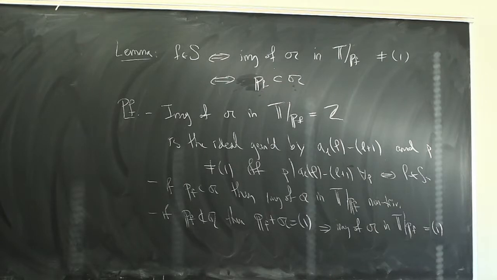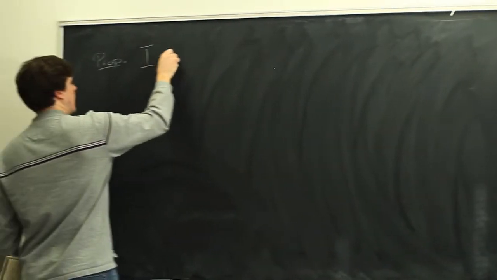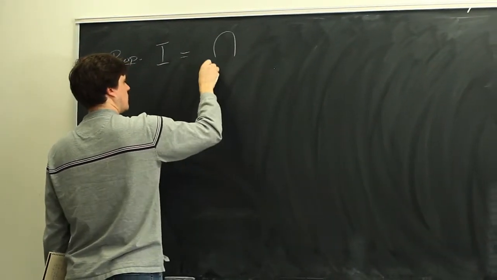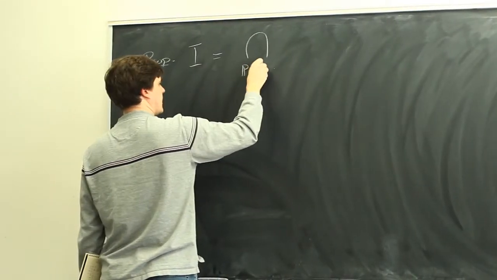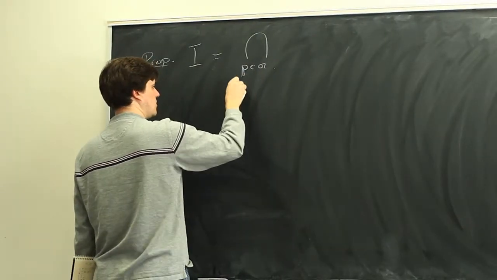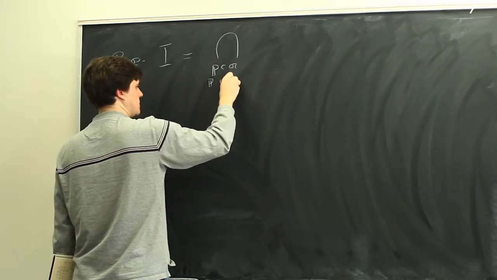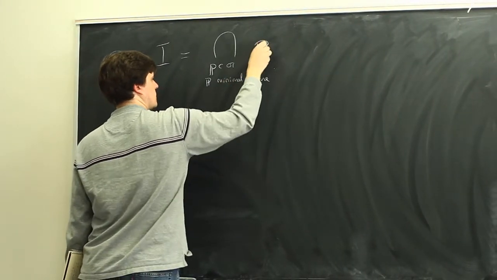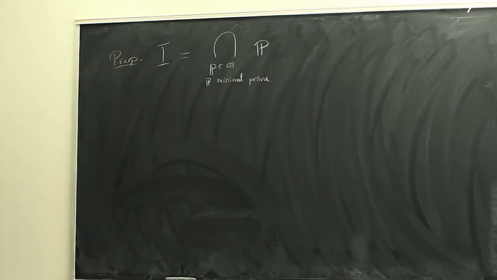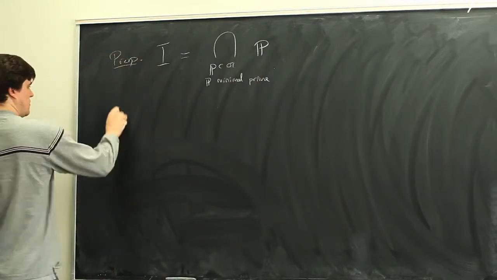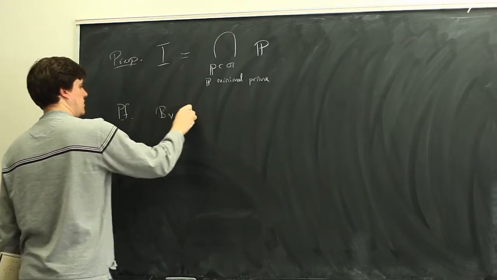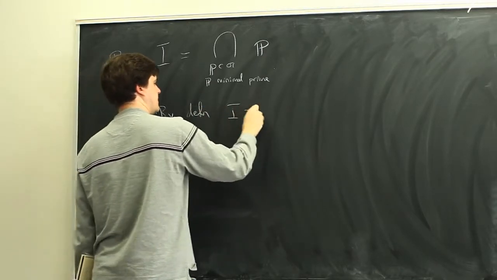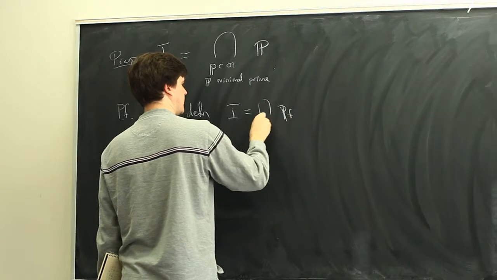So now we can characterize this ideal I without talking about modular forms, which is convenient. So this ideal I is the intersection over the primes p of the Hecke algebra that are contained in A and that are minimal. Okay, and the proof: by definition, I is the intersection of the p_f's over f in S.